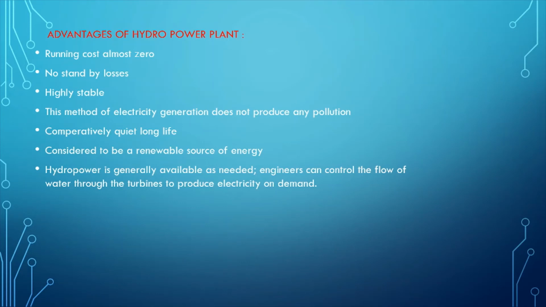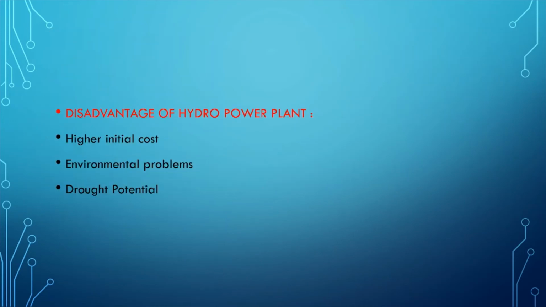The next one, comparatively quite long life. So we can use these plants for 40-50 years after they are built. The other one, considered to be a renewable source of energy. Next one, hydropower is generally available as needed. Engineers can control the flow of water through the turbines to produce electricity on demand. After that, I will explain the disadvantages of hydropower plants.